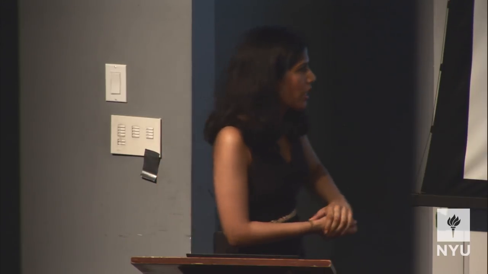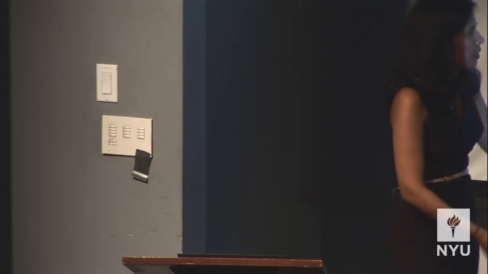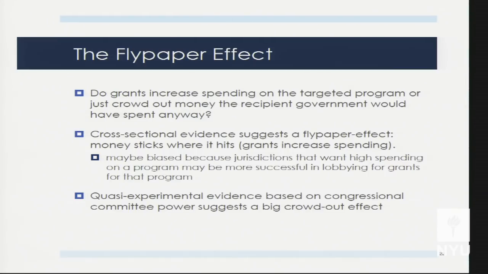So there was some quasi-experimental research done that was based on changes in congressional committee power. An example of that would be, suppose the leadership of the House switches, majority control switches, and all those ranking members become chairmen. And the districts they represent suddenly have a lot more congressional power, you can imagine. That's one example of a change in congressional committee power that could trigger different levels of grants to different districts. So they use that kind of quasi-experimental evidence, and they find, in fact, the flypaper effect is not very strong. Money doesn't really go where you send it.